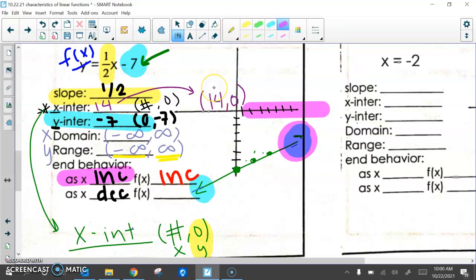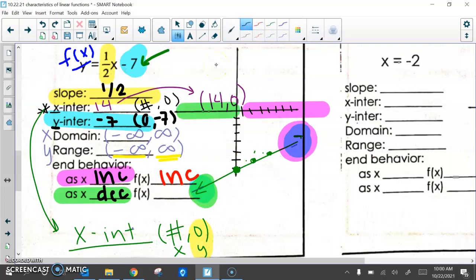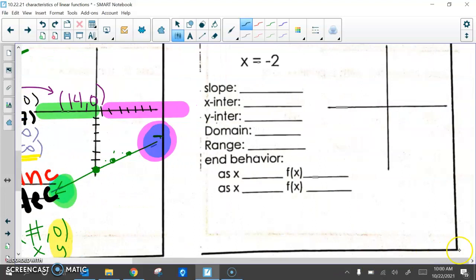As x decreases, decreases are negative numbers, so that's the left side of the graph. So that's this arrow right here. That arrow is going down, so it is decreasing. For these, it just takes practice. It really does just take practice. It's hard to figure out what each question is asking and how to read the graph, and there's a lot going on. And you're going to keep using these all throughout high school.